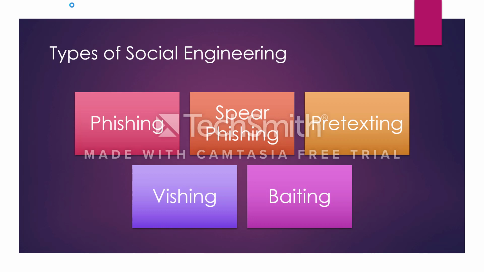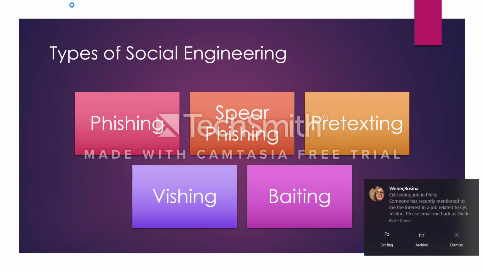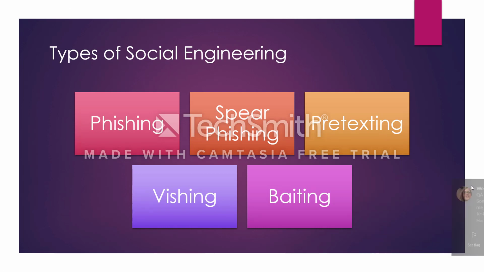Then there's also what is known as vishing, which is kind of recreating a voice response system and attaching it to a toll-free number, and then they're able to manipulate people into calling other phone numbers and try to gain sensitive information.